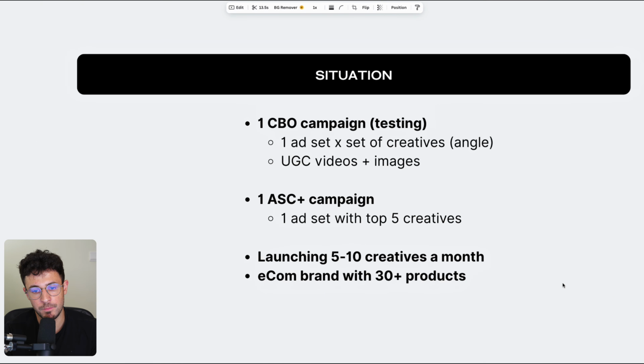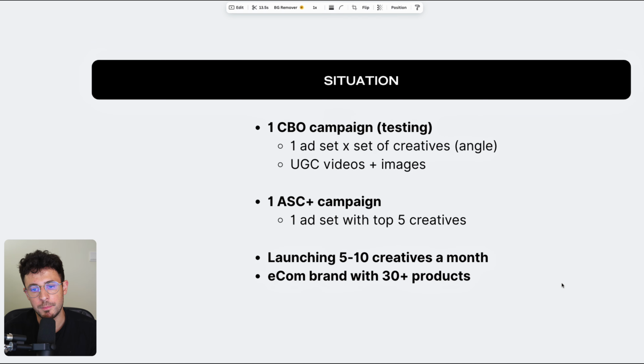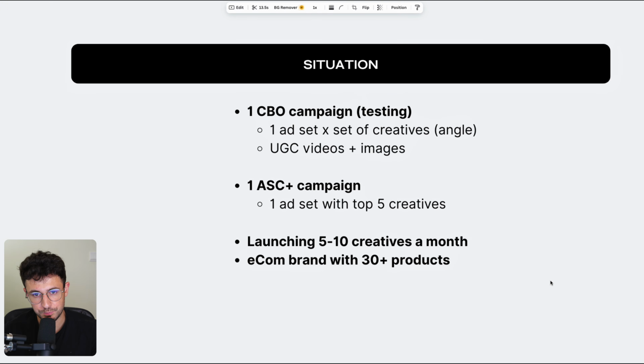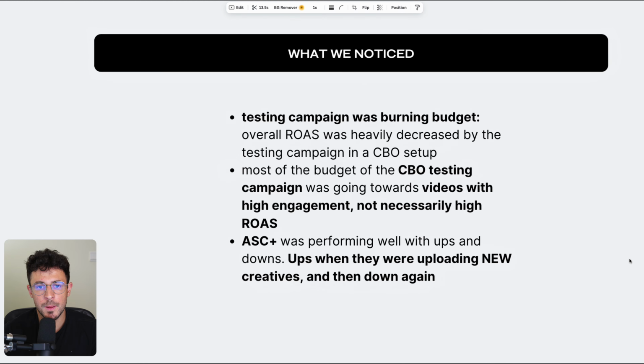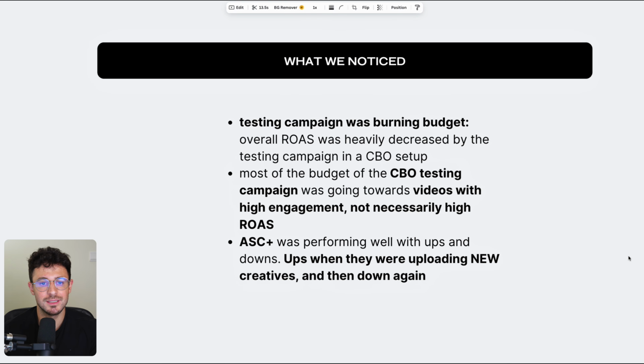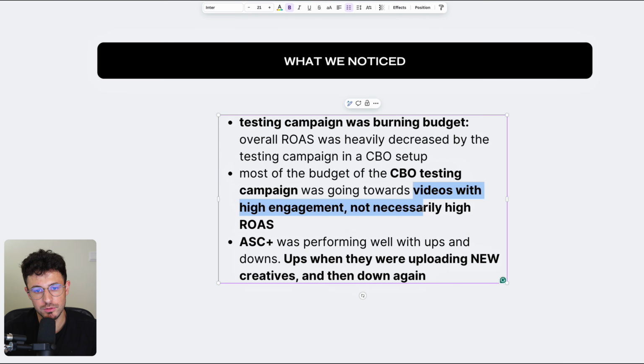The e-commerce brand also has over 30 products in the store, so it's not a single product. They didn't have just a few SKUs, but more than 30 products. What we noticed is that inside the testing campaign, they were burning a lot of budget, because within a CBO setup it was spending most of the budget on videos with high engagement, not necessarily with the highest return on ad spend. And so the overall ad account return on ad spend was decreased by the testing campaign in the CBO setup.